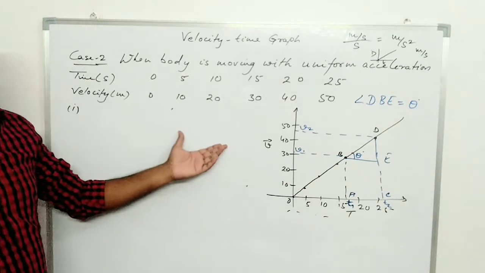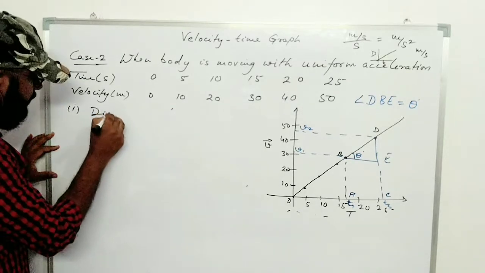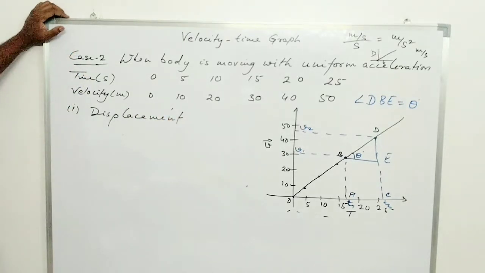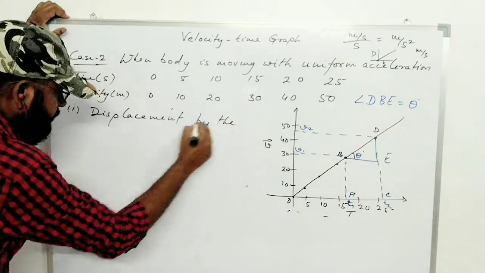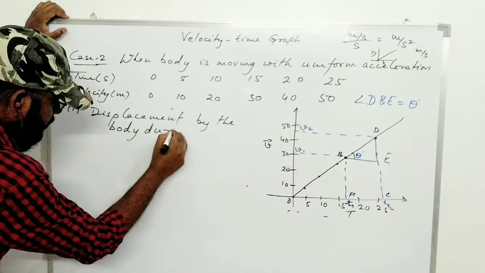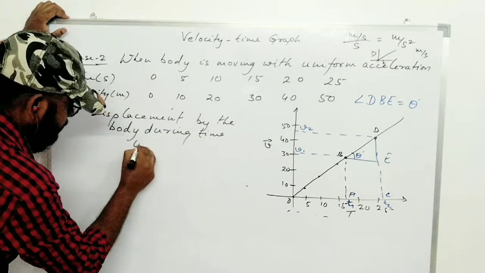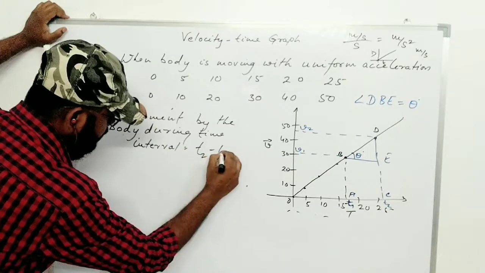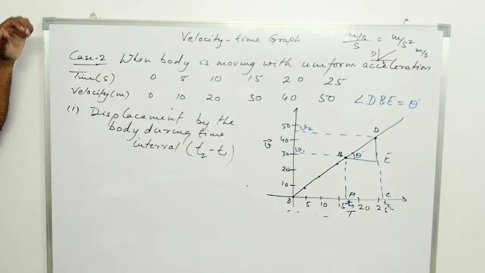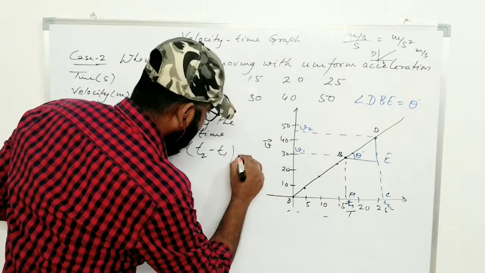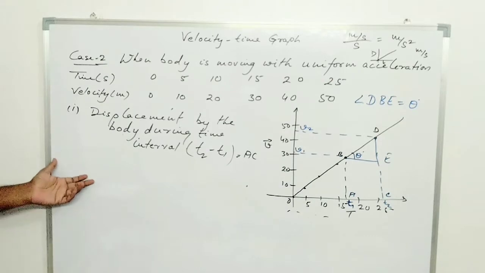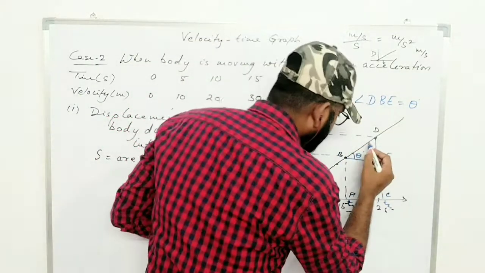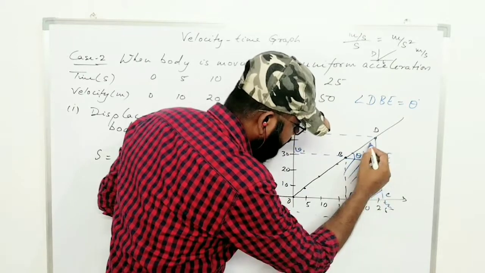By the help of area, what we will find? Displacement. Okay, so displacement by the body during time interval T2 minus T1. Okay, so T2 minus T1 is what? AC.